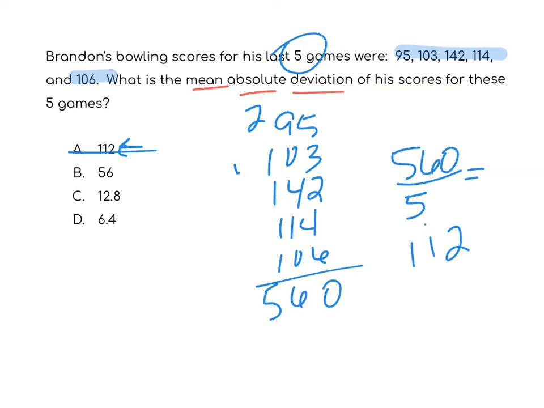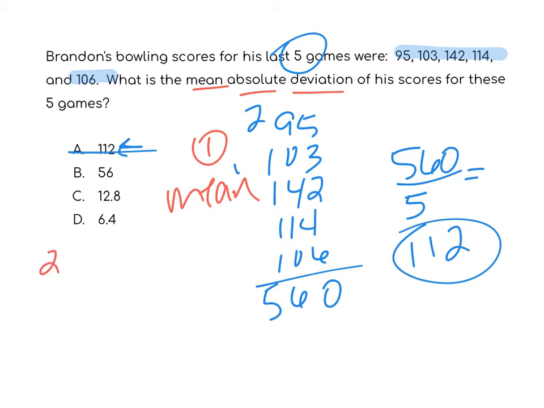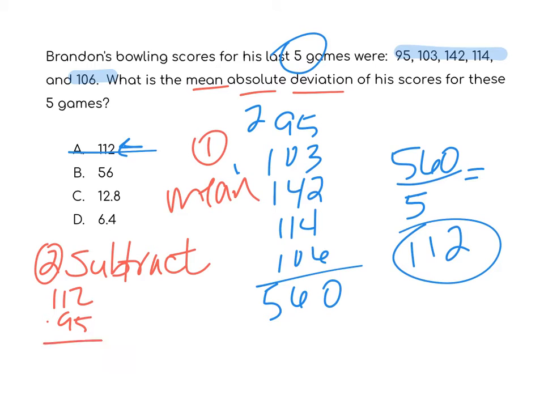Okay, so now that's my mean. So now I have to find the difference. So now I'm going to subtract. Step 1 was find the mean. Step 2 is subtract. And you're going to subtract 112 from each of these numbers. So you're going to do 112 minus 95. Then 112 minus 103. Then 112 minus 142. And you're just going to make sure you take the positive. So it's really 142 minus 112.